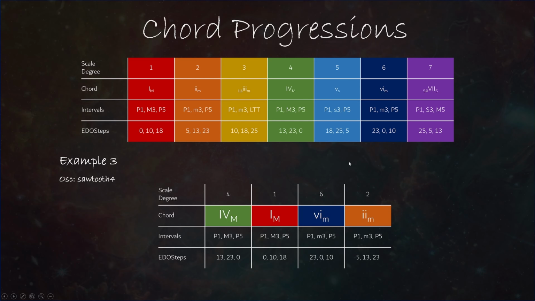The next example I'm going to go to is 4, 1, 6, 2. So we have major on the fourth, major on the first, minor on the sixth, and minor on the second. So this is actually not a microtonal chord progression. This is using chords that we're all familiar with from 12-TET.